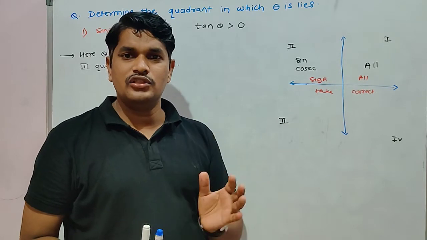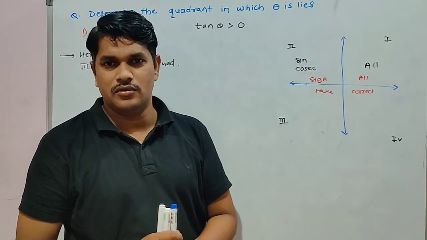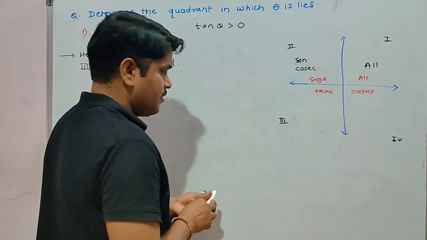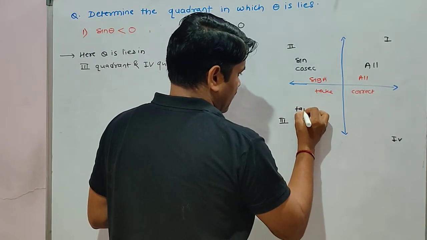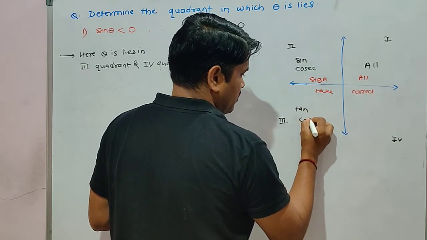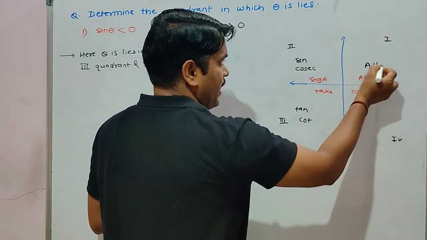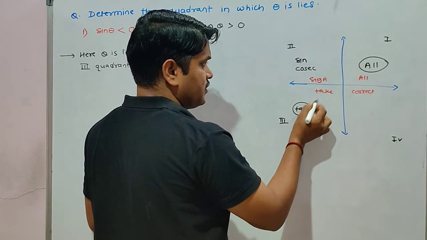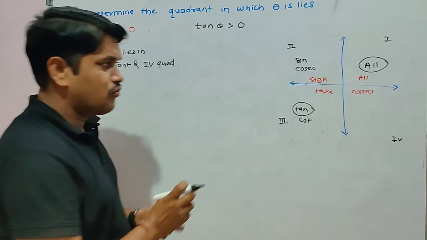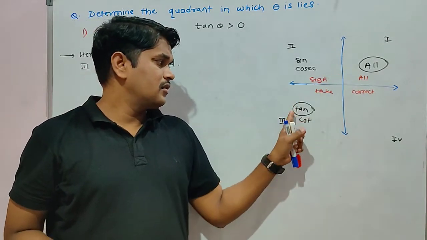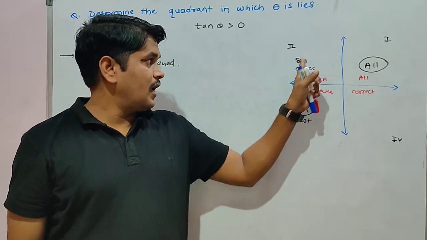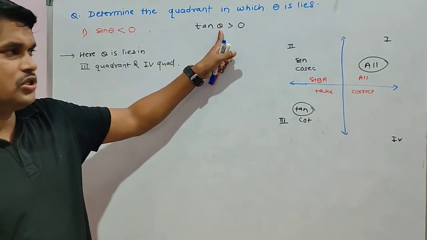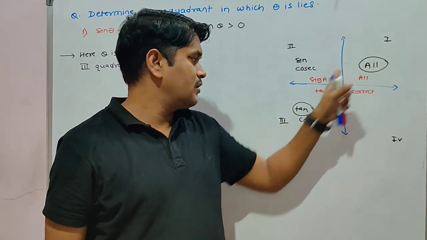Tan theta is greater than 0 means what? That tan theta is positive. Understood? We know that in the third quadrant tan theta and its reciprocal are both positive, as well as in the first quadrant. Where will tan be positive? It is positive in the first and third, and it is negative in the second and fourth quadrant.